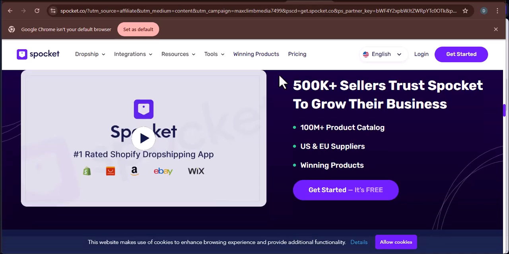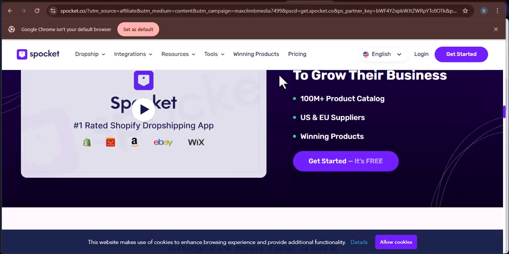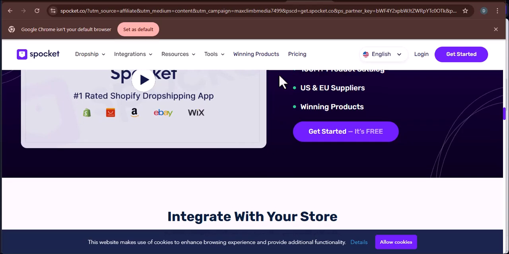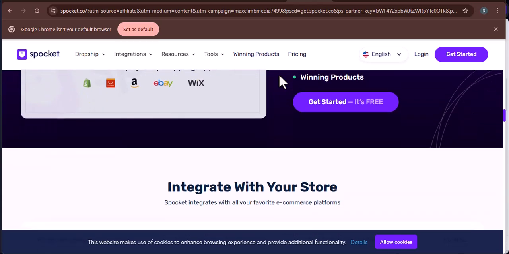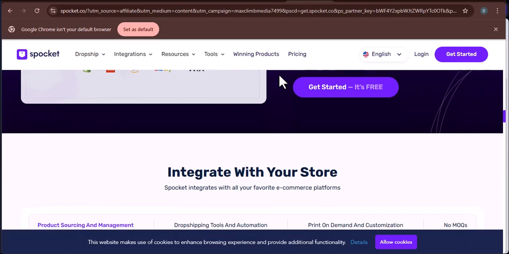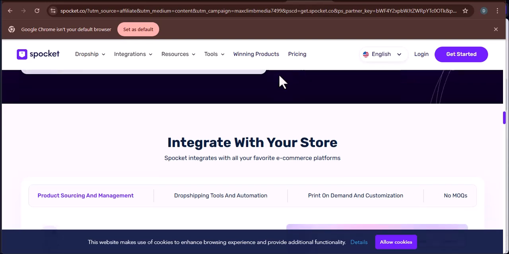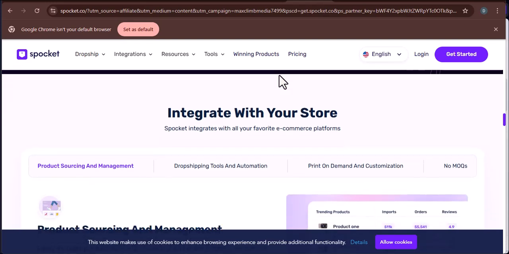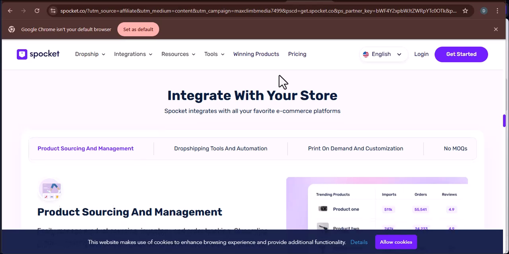Easy to use. Spocket is very easy to use. Even if you're not tech-savvy, you can get up and running quickly. Great customer support. Spocket has a great customer support team. If you have any questions or problems, they're always happy to help.